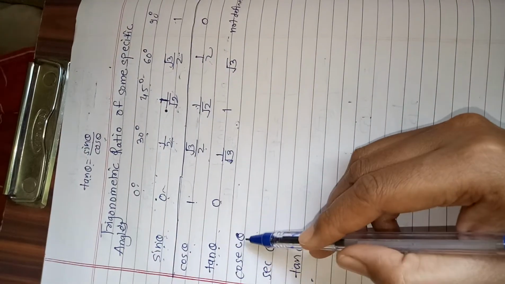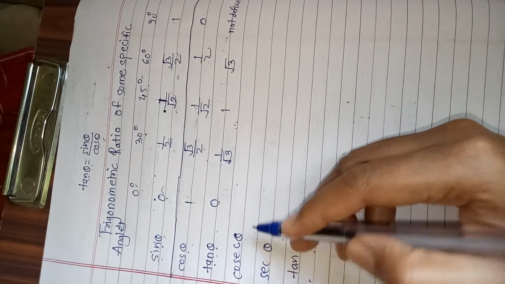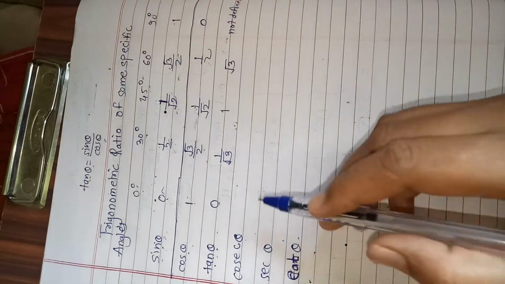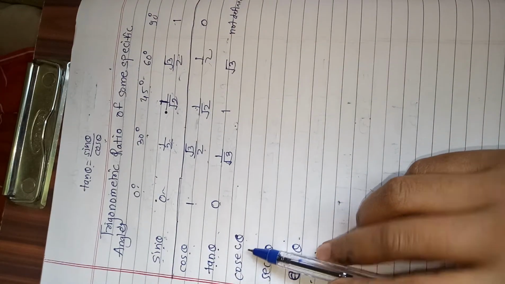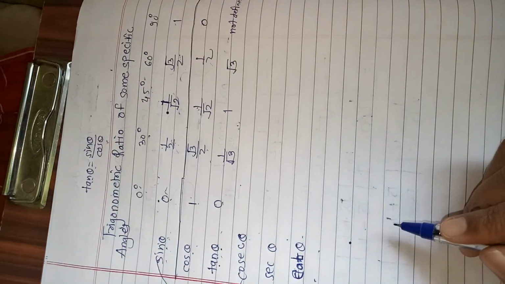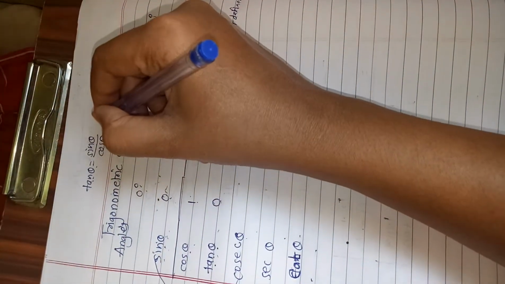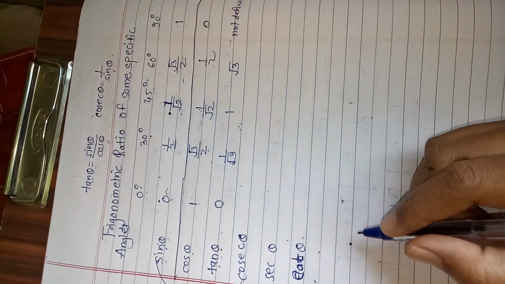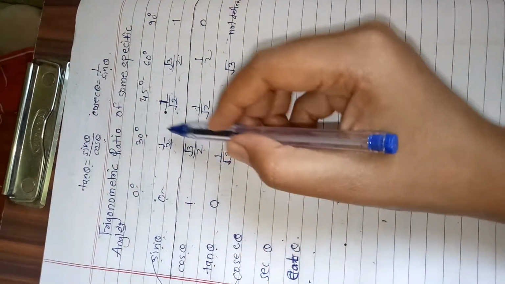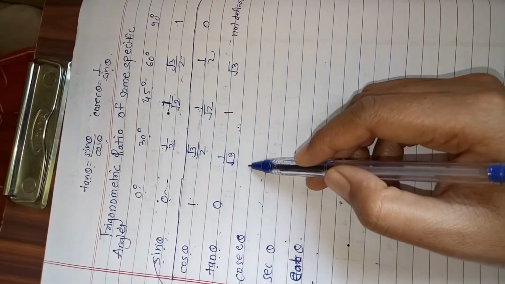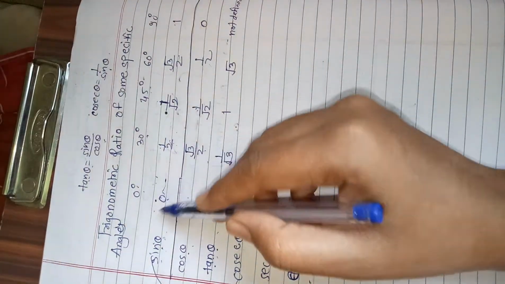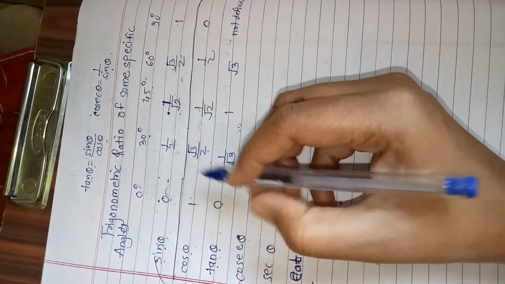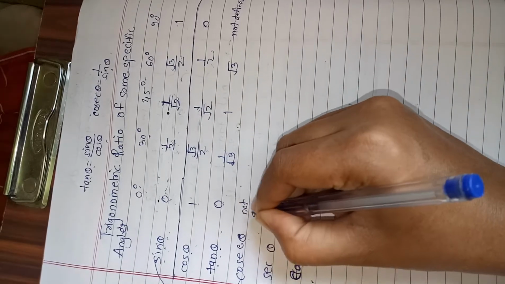Sin, cos, tan, cosec, sec, cot. Next we find cosec theta. Cosec theta is the reciprocal of sin theta. So we write cosec theta is equal to 1 upon sin theta. So we write the reciprocal of sin theta here. Here we write the reciprocal 1 upon 0. 1 upon 0 is not defined. So we write here not defined.